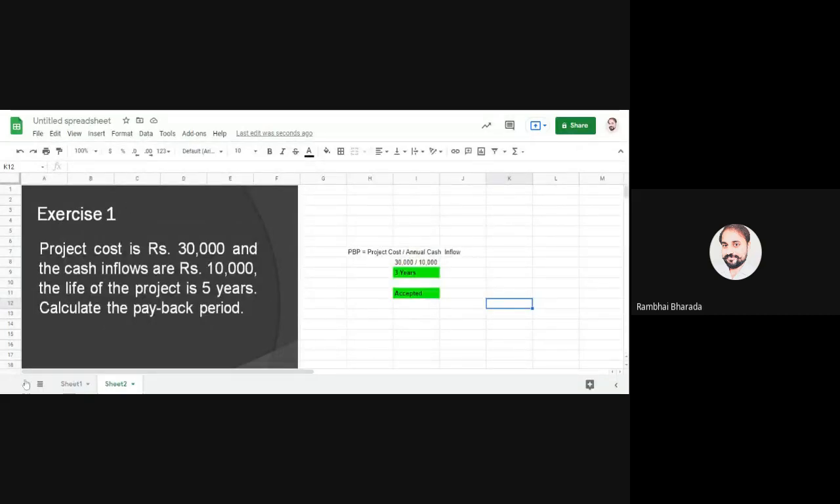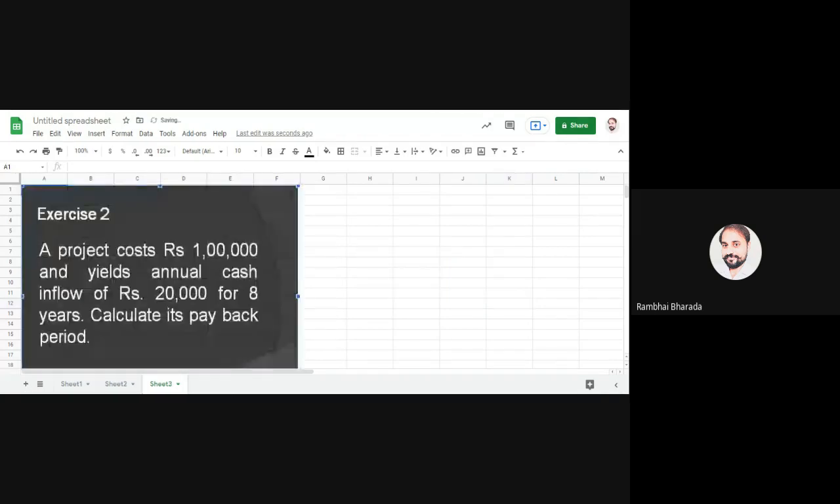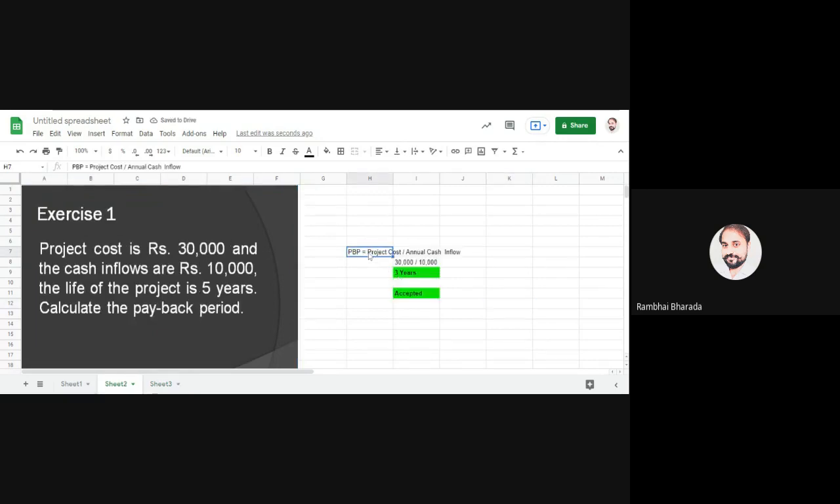Okay, this is question number 1. Now the question number 2. Okay, I'm writing the formula here. Meanwhile, please tell me the values here.